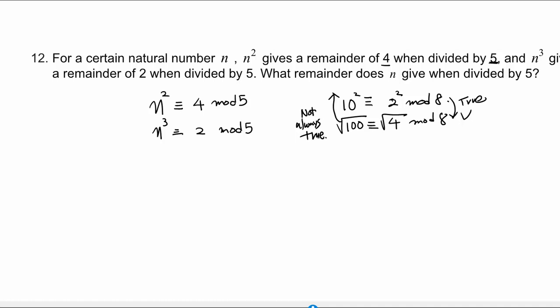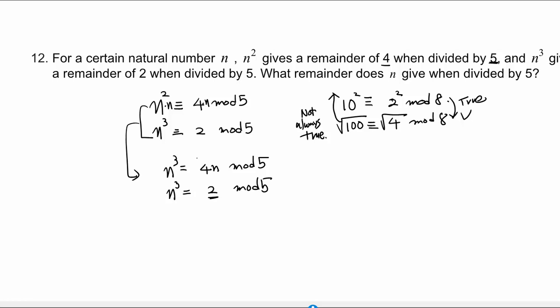Okay, all right. So we multiply by n over here, so these two go this way. n cubed equals 4n mod 5. The other side, n cubed, is what? 2 mod 5, isn't it? This is remainder 2, because the remainder is less than 5, isn't it?